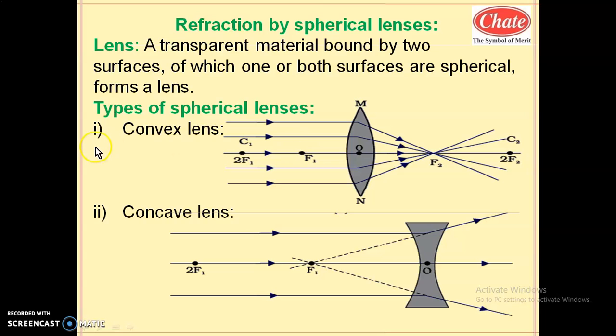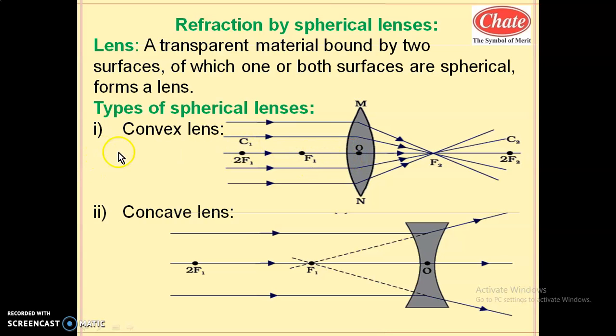And first will be infinity. Second will be beyond C1. Third will be at C1. Fourth will be between 2F1 and F1. Then fifth will be at F1. And sixth condition will be between F1 and O.